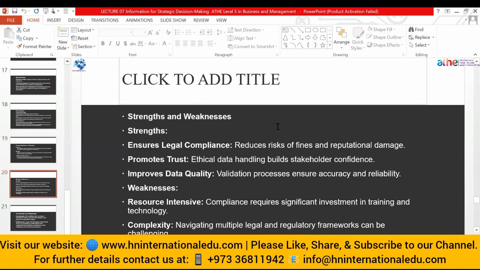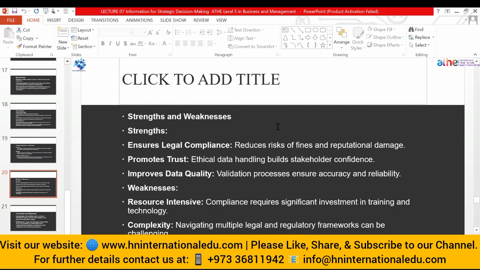Strengths and weaknesses. It ensures legal compliance, reducing the risk of fines and reputational damage, because we already know that we are working under confined rules and regulations, so we are not afraid of penalties. Ethical data handling builds stakeholder confidence. When you are doing everything according to ethics, culturally viable, the confidence of the stakeholders gets a boost, because they're going to have a high rank in the stock market and among the competitors as well. It also improves data quality: validation processes ensure accuracy and reliability, due to frequent check and balance auditing.